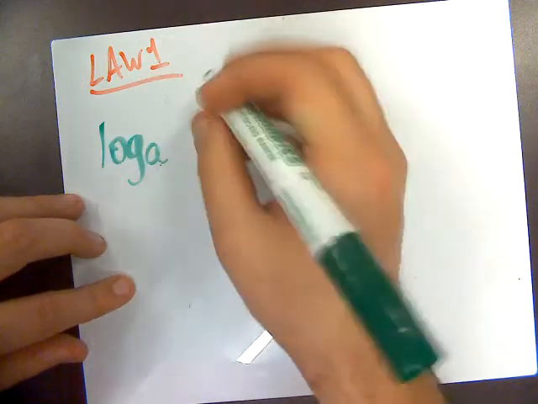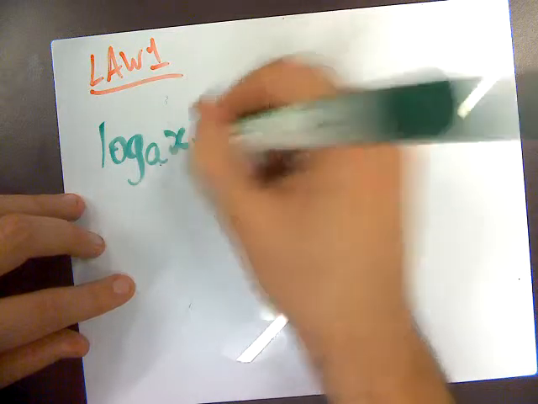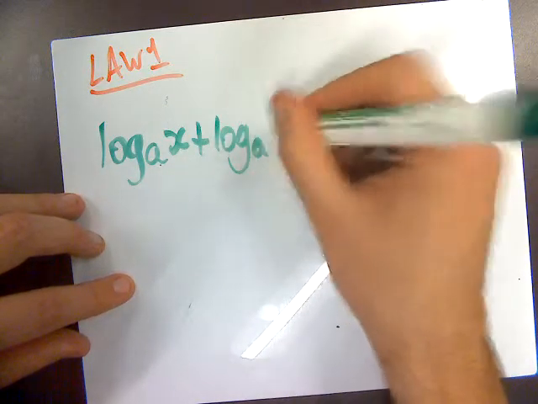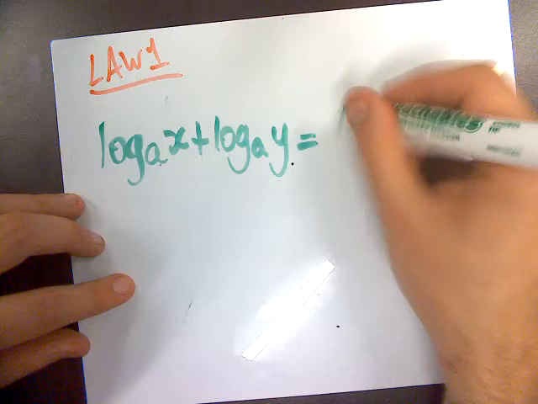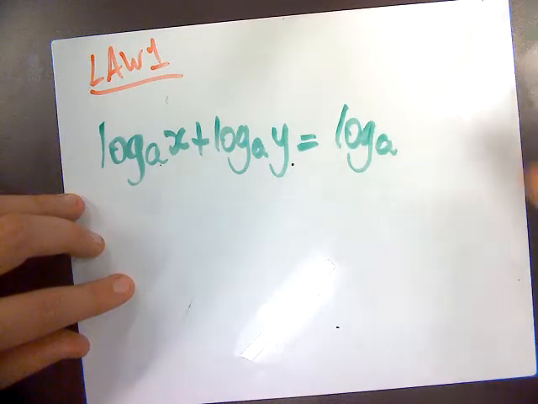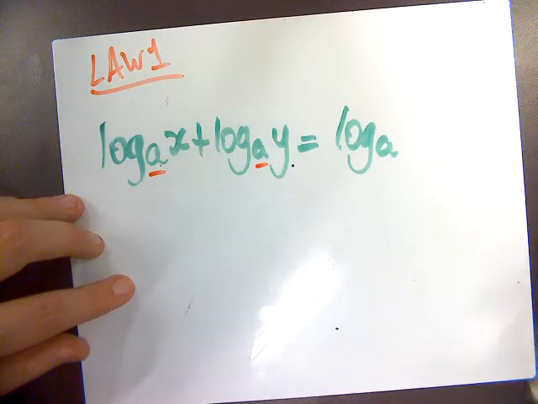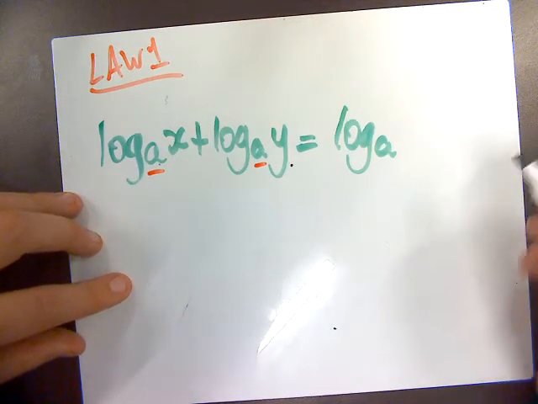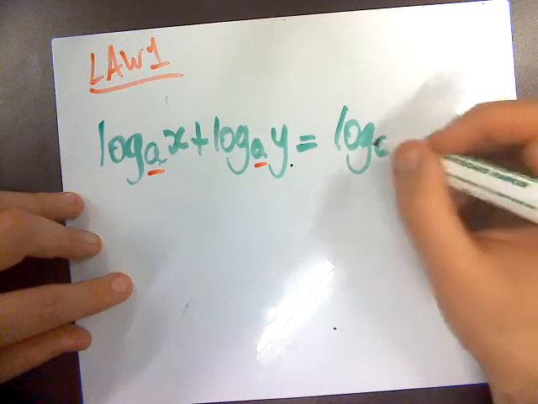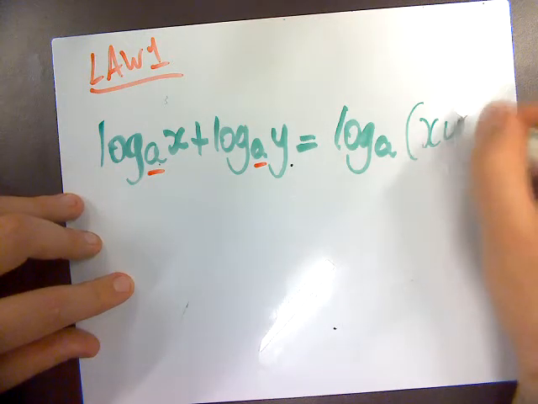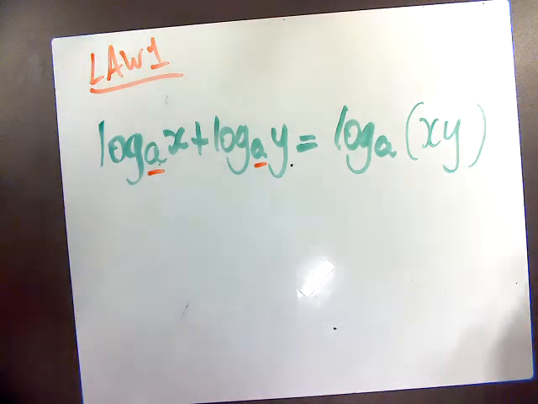So if I had logarithm of base a x plus logarithm of base a y, it's actually going to equal logarithm of base a, and it's important to note that all of these are going to be working with the same base. You must have the same base before you can do anything. That's going to be logarithm of base a, the product of x and y.